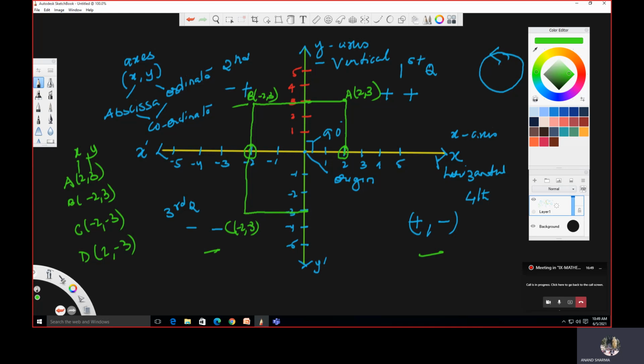Then the last point D is 2, -3. I'm trying to make it really straight. All right. 2 comma negative 3.